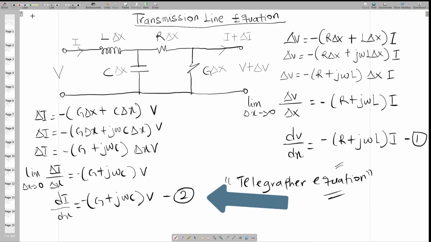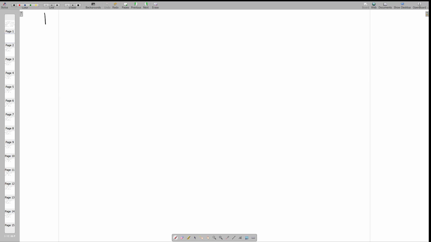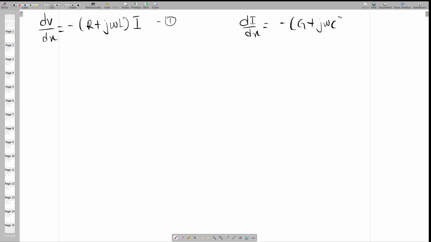Right, so let's continue with our proof. So I had equation 1 to be dV over dx equals minus (R plus j omega L) multiplying I. That was equation 1, and equation 2 was dI over dx equals minus (G plus j omega C) multiplying V. This one was equation 2.